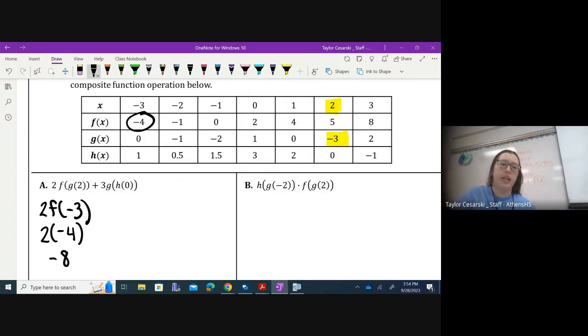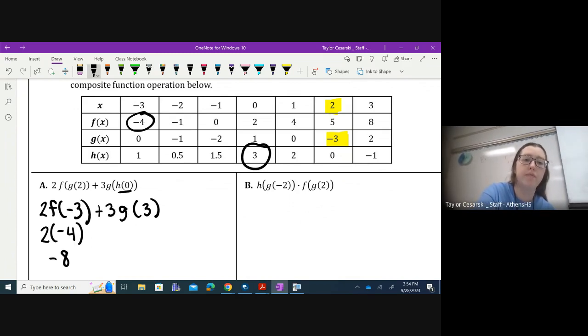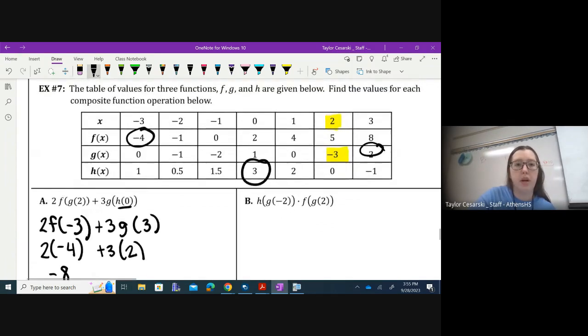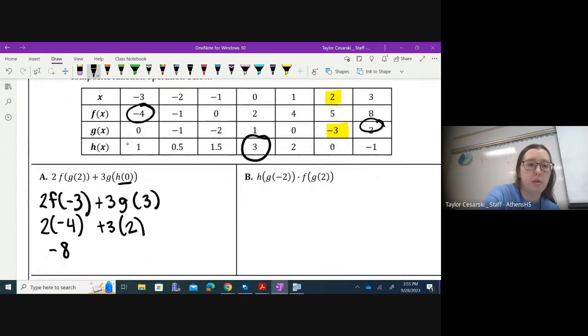I'm going to need to do the same thing on the second piece. Okay. Start with h of 0, work from the inside out. H of 0 is 3. So plus 3g of 3. G of 3 is 2, plus 3 times 2. Okay. So I end up with plus 6 is negative 2. Okay. So that would be my final answer there.